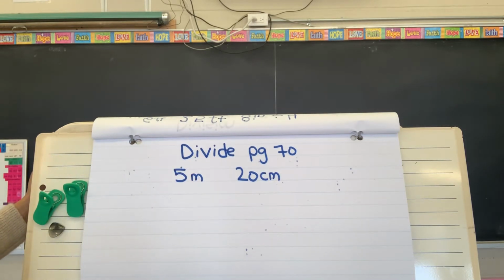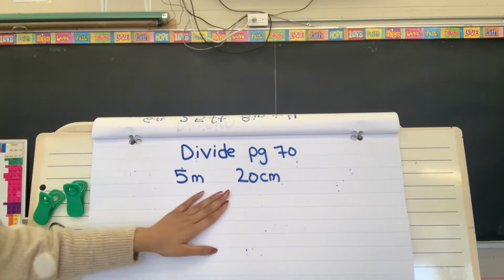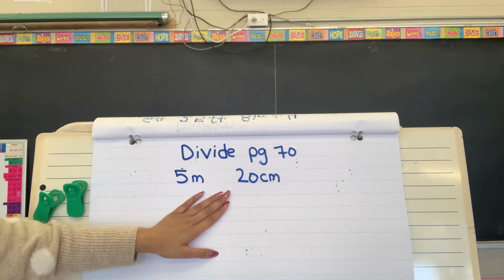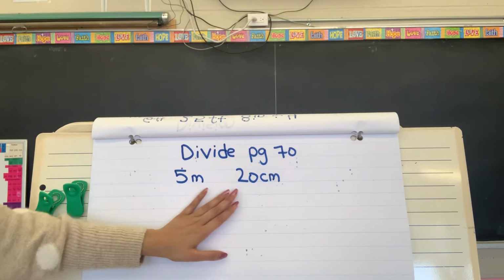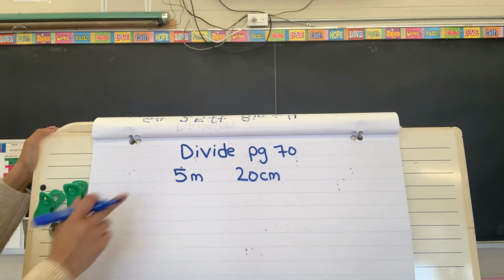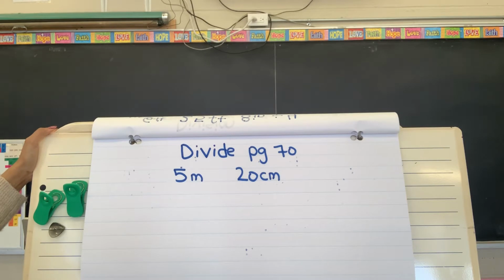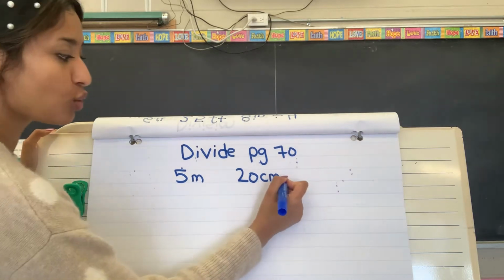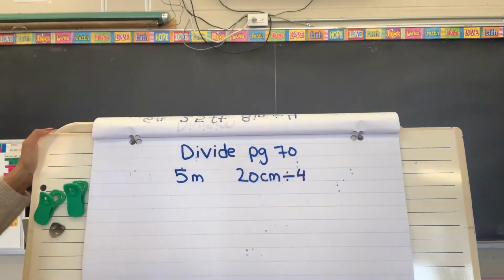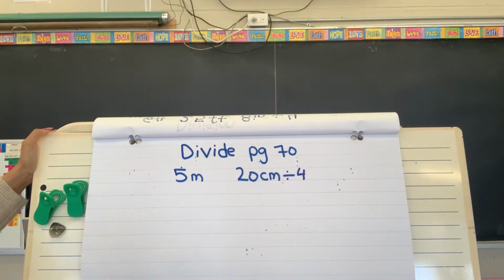In this example, I am following page 70 of your textbook, and this is the example they've given you. They've asked a question: Jane cut a ribbon of 5 meters and 20 centimeters long into 4 equal pieces to make flowers. What was the length of each piece?